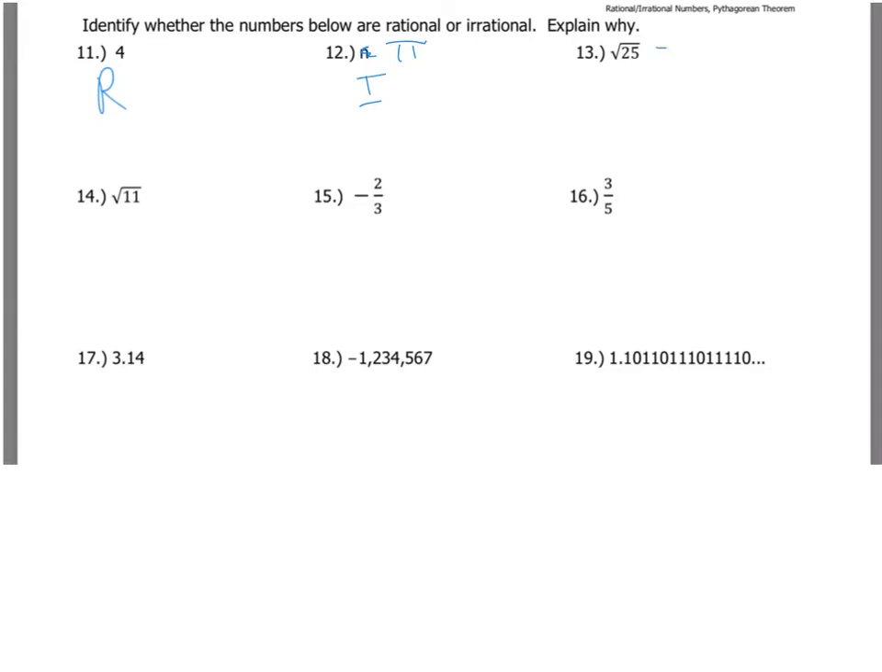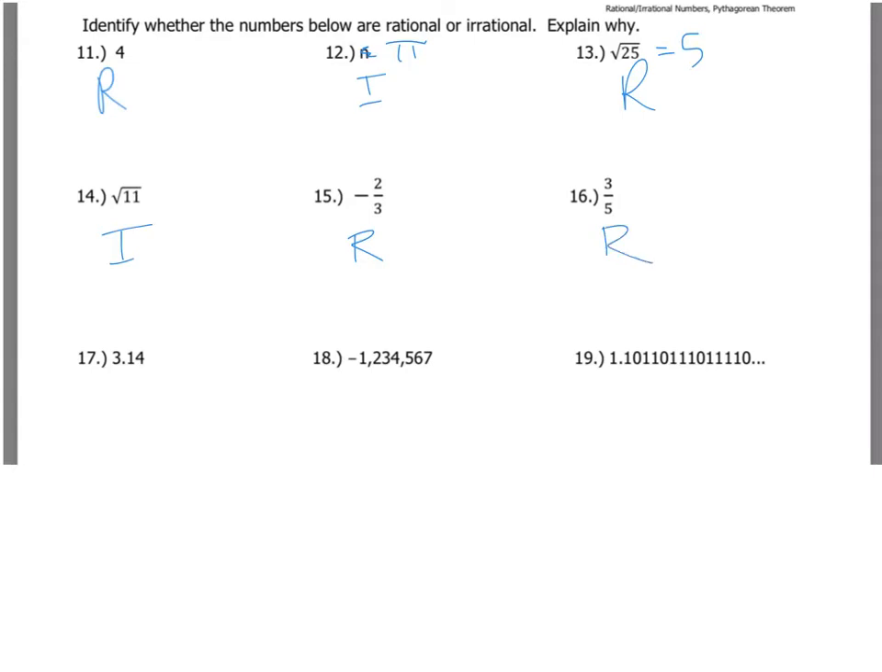Square root of 25 is the same thing as 5, so it's rational. The square root of 11, is that a perfect square? Well, I can't find a number that multiplies by itself to get 11, so it's irrational. Number 15 is a fraction. Remember, it has to be a fraction in order to be rational.